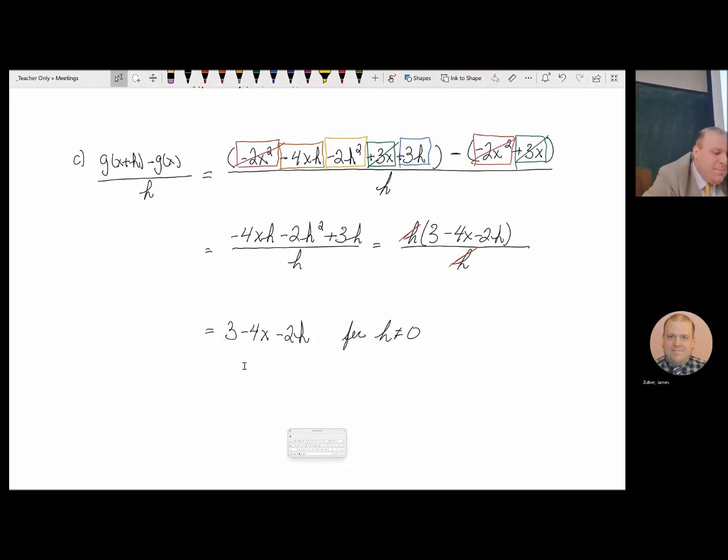In calculus, the last step is to pass that through a limit as h approaches 0, which means h can't be 0. And then that would be the derivative. So actually the derivative of this function is just 3 minus 4x. And that's your calculus step. So calculus is easy. Algebra's hard.